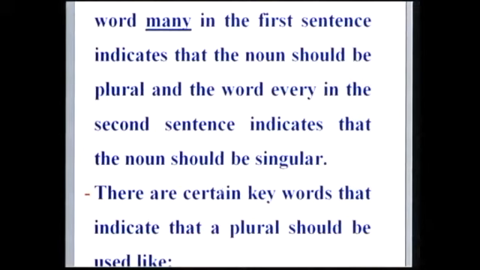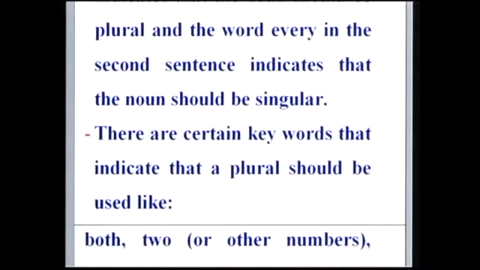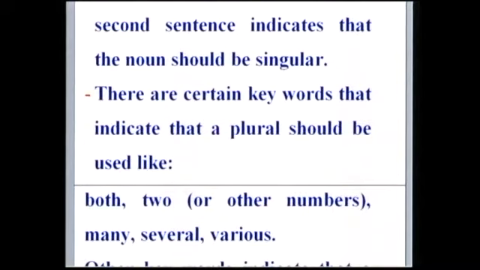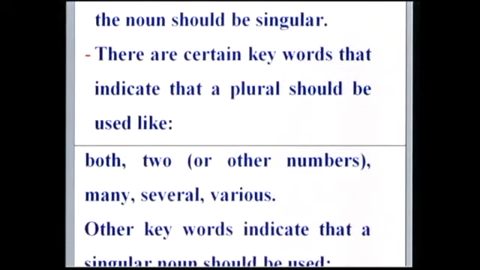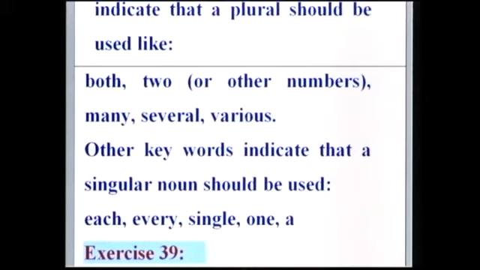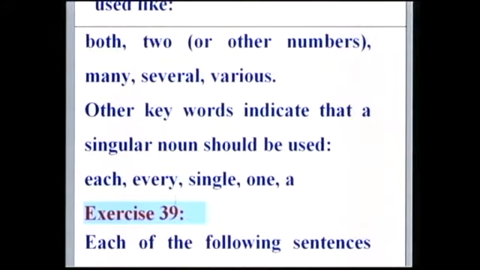طيب. There are certain keywords that indicate that a plural should be used. في كلمات بتقولي إن لازم يبقى الاسم اللي عندي plural جمع زي both, two يعني or any other number, 2, 5, 6, whatever, many, several, various, all these are plural words. إذا قلت various ولا several ولا many ولا both، لأن both معناها اتنين. طيب other keywords indicate that a singular noun should be used. زي each, every, single, one و a.